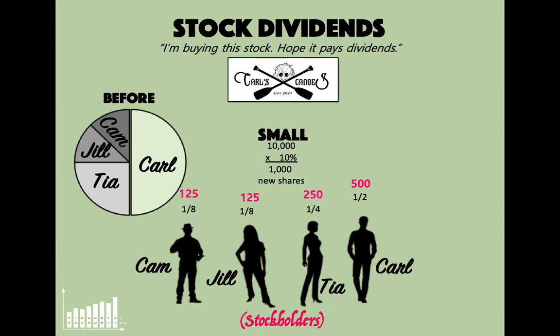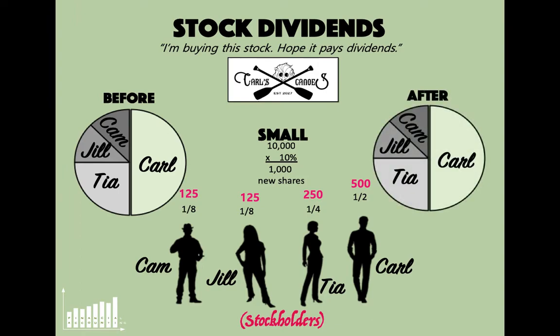So after the stock dividend, even though the percentage ownership doesn't change, the pie is a little bit bigger. It looks exactly the same. The owners who received the stock dividend didn't get any benefit as far as a greater percentage ownership. Everything just got a little bit bigger.